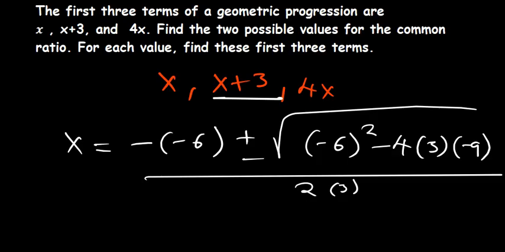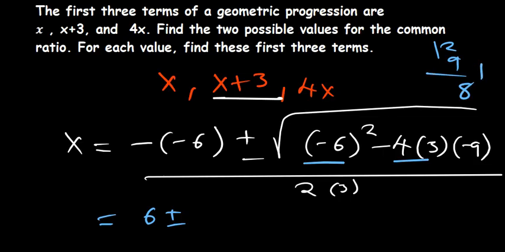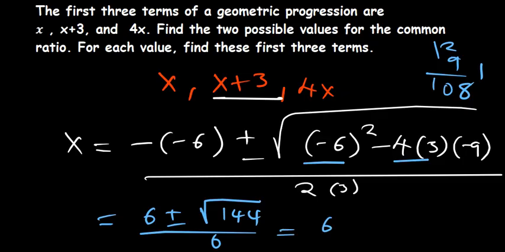Let's simplify this basic quadratic equation. So negative times negative is positive 6, plus or minus the root of 36. 4 times 3 is 12, 12 times 9 is 108. 108 plus 36 is 144, over 6. So that's 6 plus or minus the root of 144, which is 12, and then divided by 6.